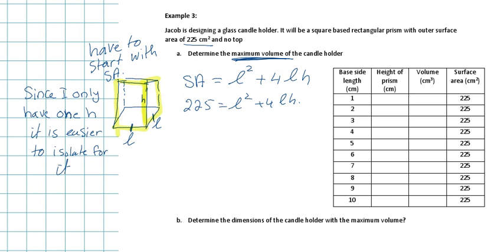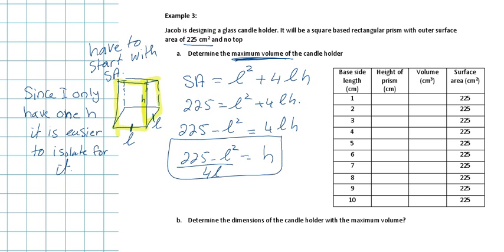Let's isolate for H. What do I have to do? Bring the L squared over, so it becomes negative L squared, and then divide by 4L. Do you guys understand that?